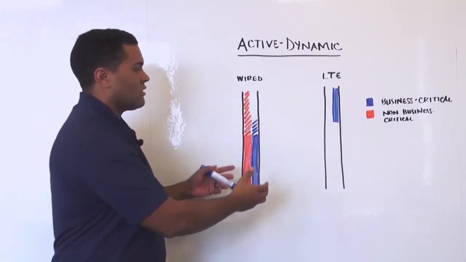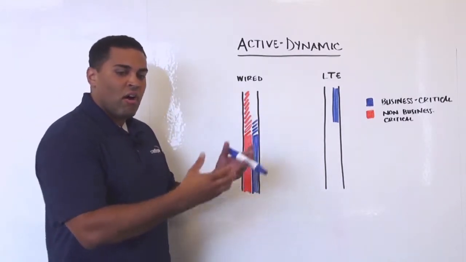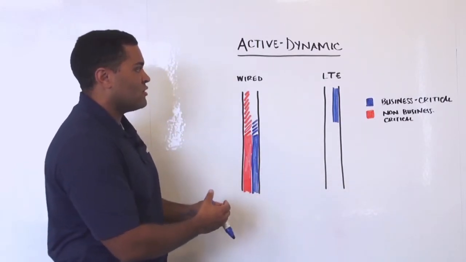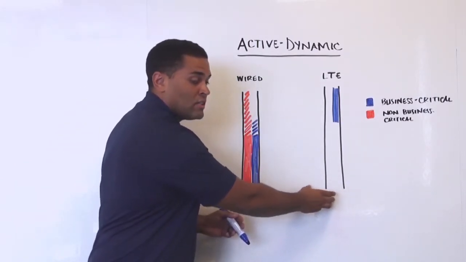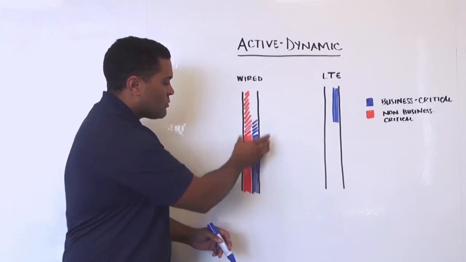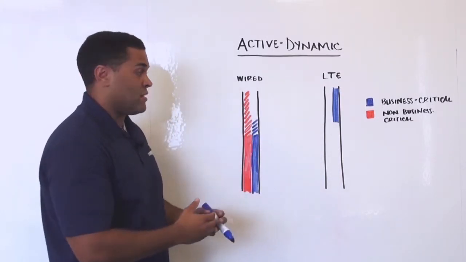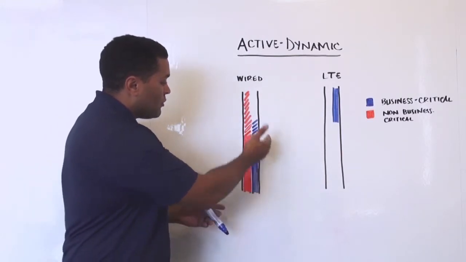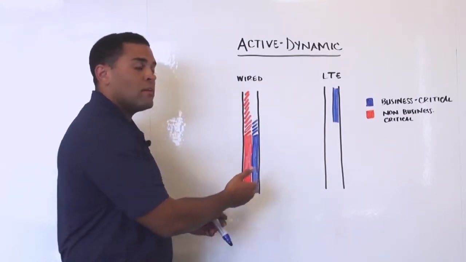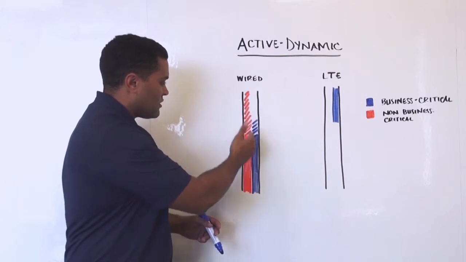Cradlepoint's active dynamic technology takes it and augments what you're doing with active-passive, so you still don't spend as much when you go to LTE, but you can move specific traffic automatically to that LTE component, even driving further savings. So in this use case, the blue traffic is your business critical, and the red traffic is your non-business critical.